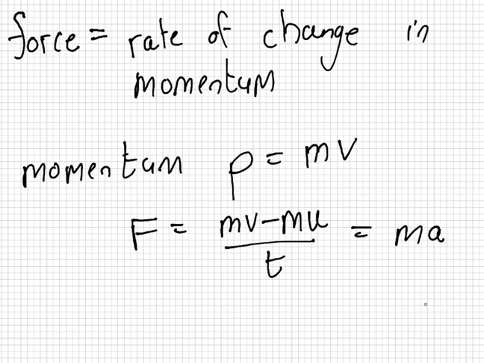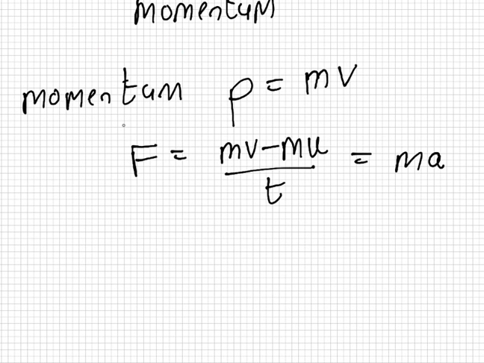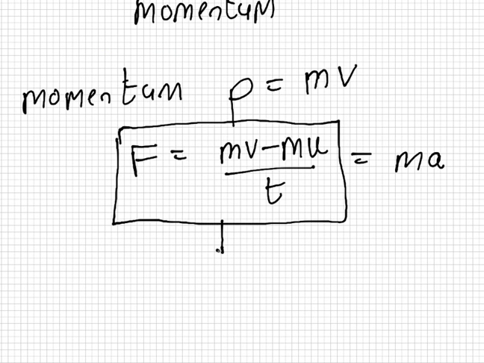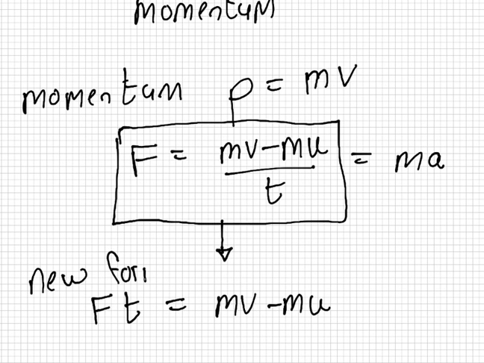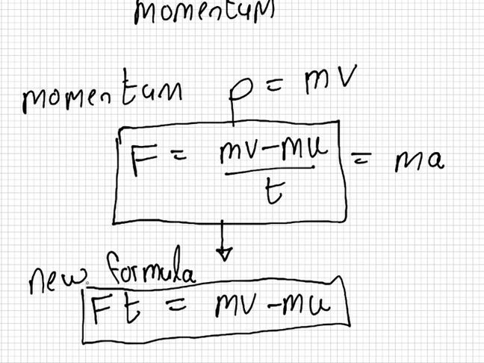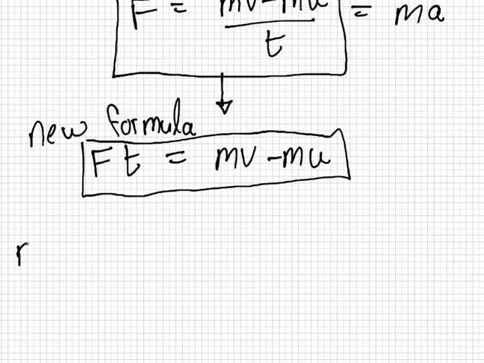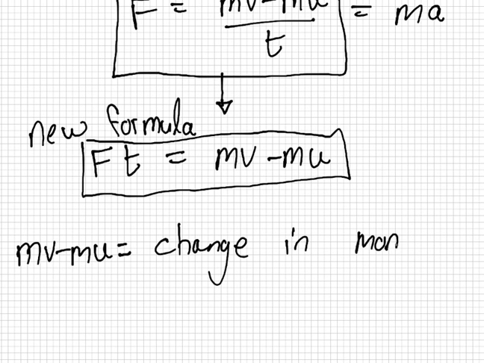Now, we can take this formula here and rewrite it. We can change this into Ft equals mv minus mu. And this is actually a new formula. Oh good, you know this word. New formula. mv minus mu. Somebody describe in words what does that mean? Change in momentum. Yeah, this is the change in momentum.